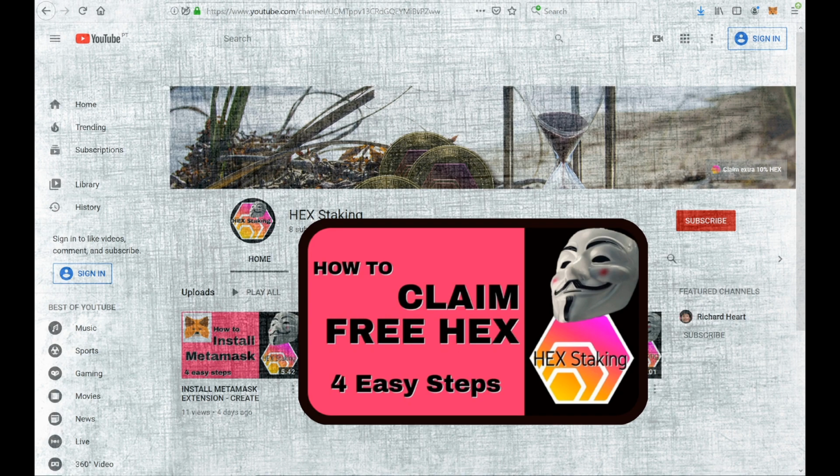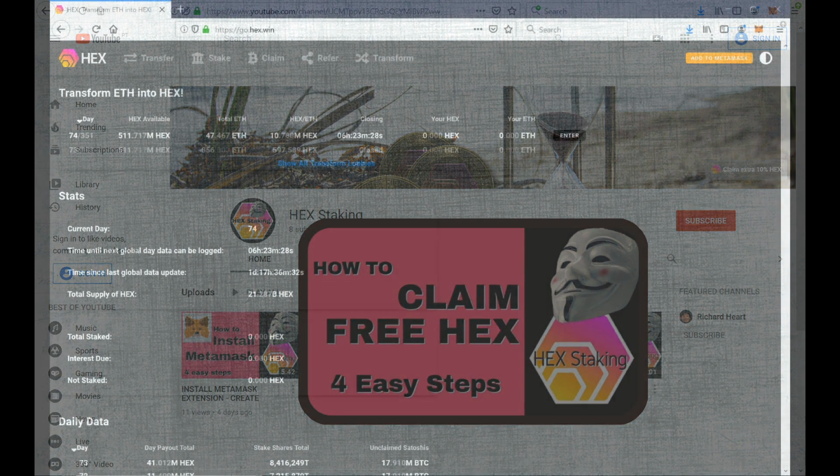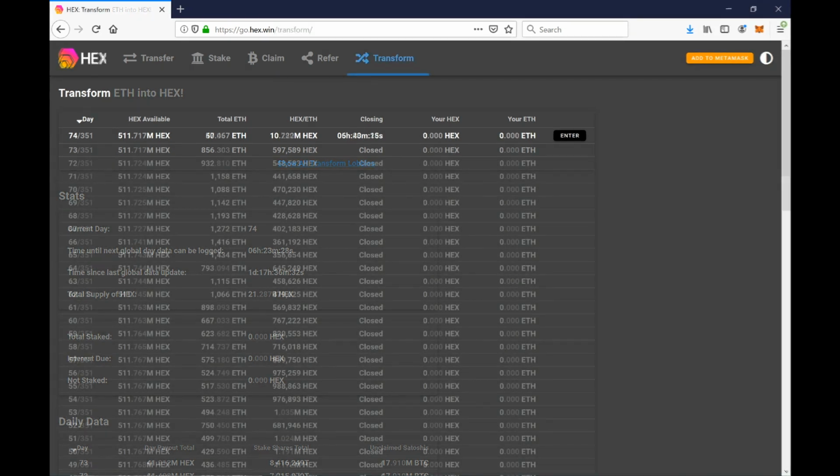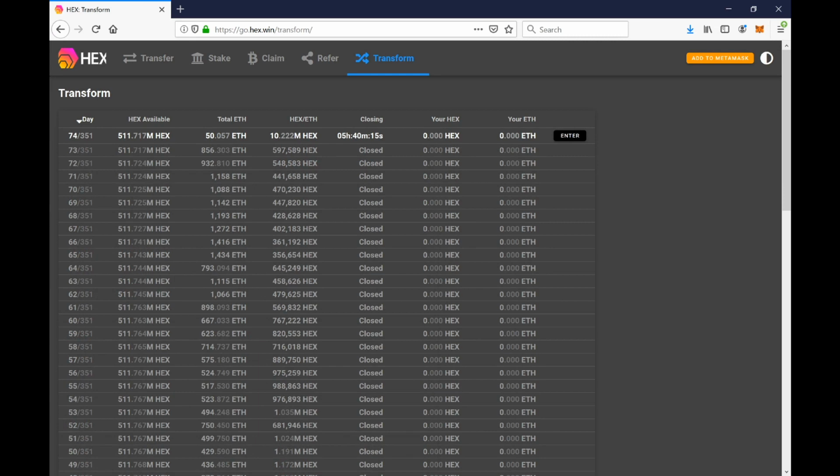Shouldn't you qualify for free HEX, you can transform Ethereum. This is done with the adoption amplifier, also called the Ethereum Transform Lobby. You put in your chosen amount of Ethereum and at midnight GMT your HEX coins will be distributed. How many HEX you get varies every day. It depends on how much Ethereum was transferred in total.